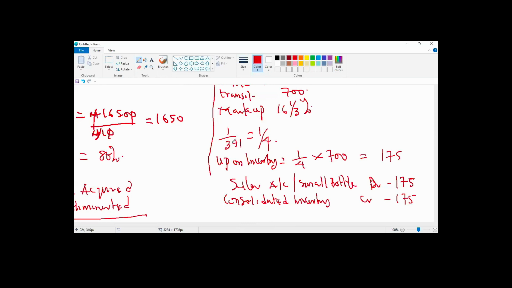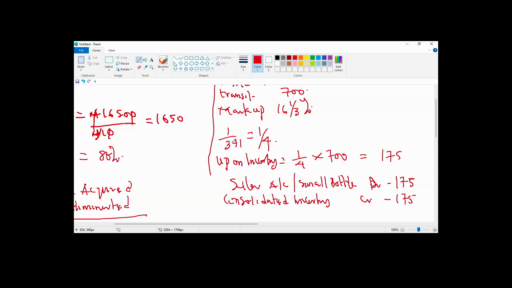Nice. As of 31 March 2020, the accounts payable of Big Bottle includes 750 due to Small Bottle. The parent wants to pay Small Bottle 750, due to Small Bottle, before taking into account the above transaction. Yes, it was sold on credit, trade receivable.